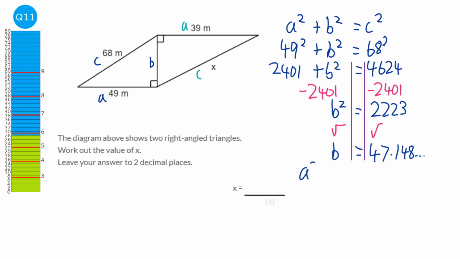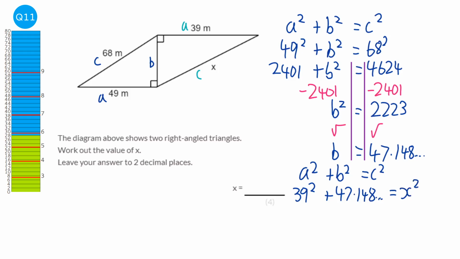So it would be a squared plus b squared equals c squared, but this time a is 39. B we are given as 47.148. We've just worked that out, and we're looking for c. In fact, we can call it x now.